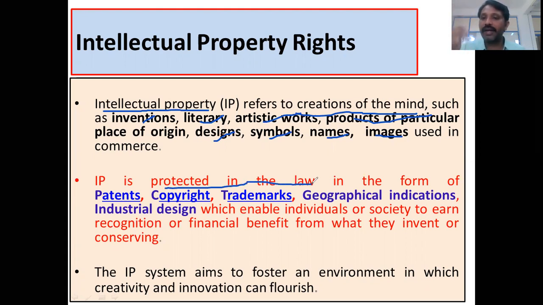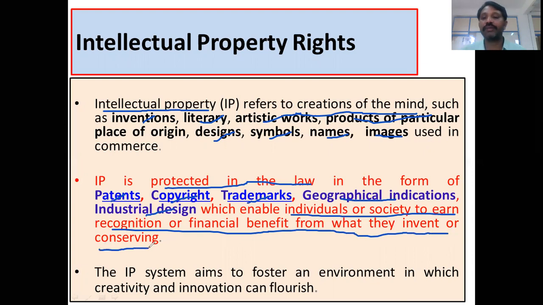So inventions means created something which is not existing. Literary means stories, novels, music, such as, right? So you see, the intellectual property is protected in the law in the form of patents, copyrights, trademarks, geographical indications, and industrial design. Industrial design, which enables individuals or society to earn recognition or financial benefit from what they invent or create.